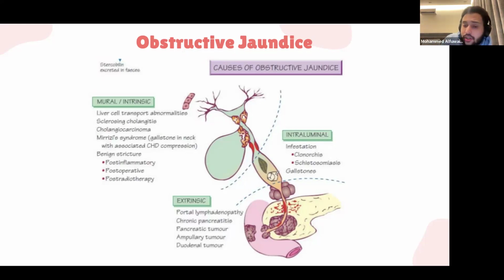Anyways, something important to remember about a choledochal cyst is that it's a risk factor. What's it a risk factor for? Cancer. What type of cancer?